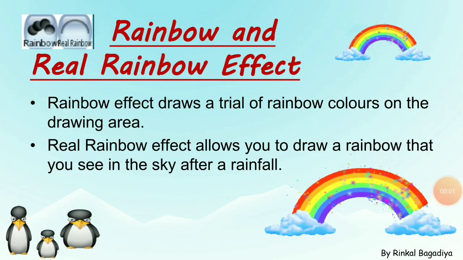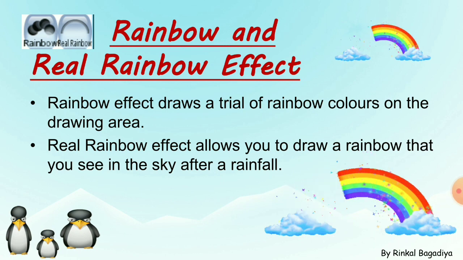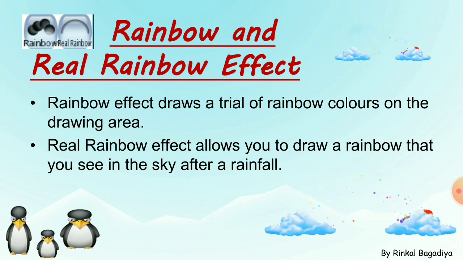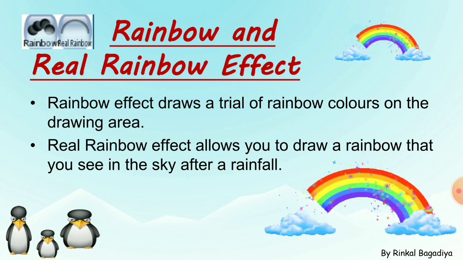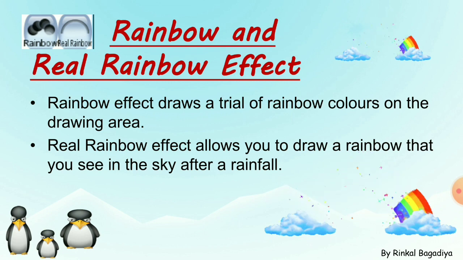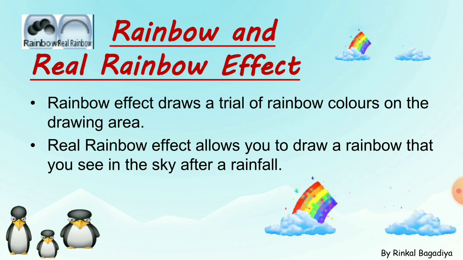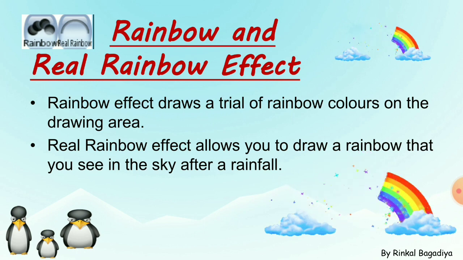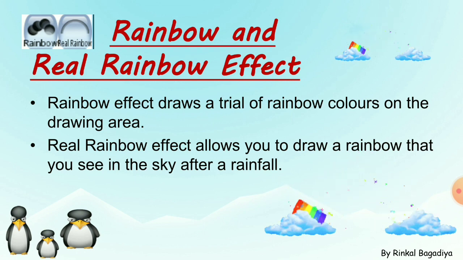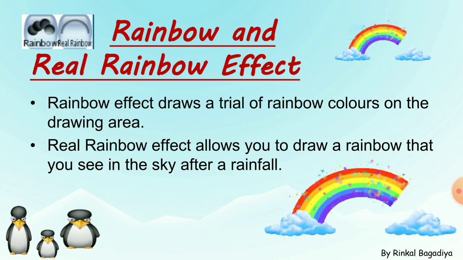Now children, our next and last tools today are rainbow and real rainbow effect. Here two tools are there. First is rainbow and second one is real rainbow. Rainbow effect draws a trail, means a queue of rainbow colors, as you drag the magic wand on the drawing area. And real rainbow effect allows you to draw a rainbow that you see in the sky after a rainfall. Real rainbow effect creates natural rainbow that we see in the sky.